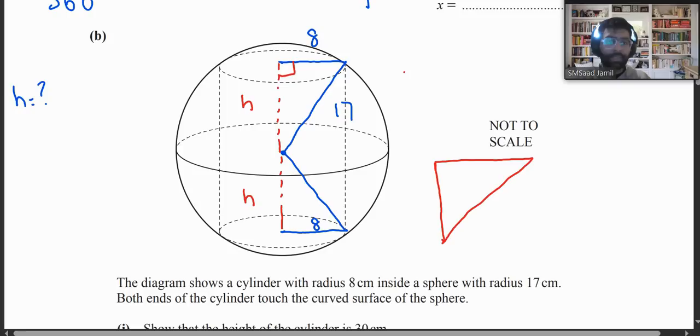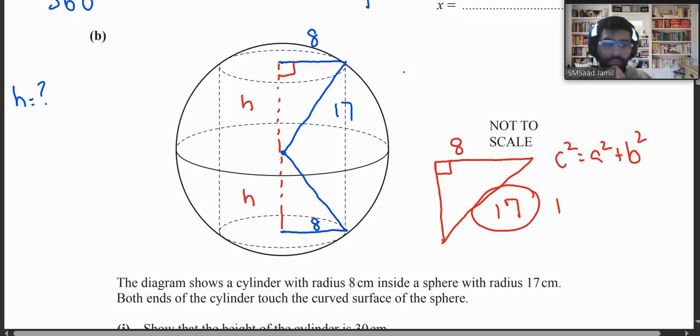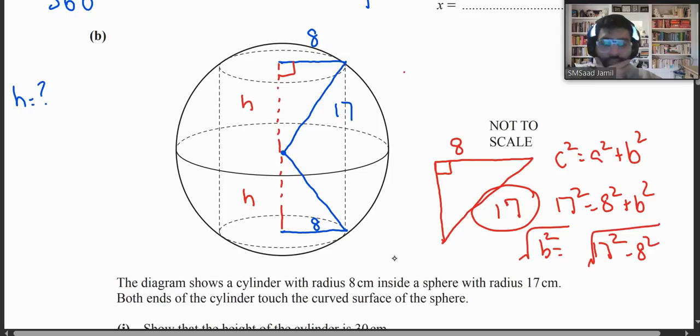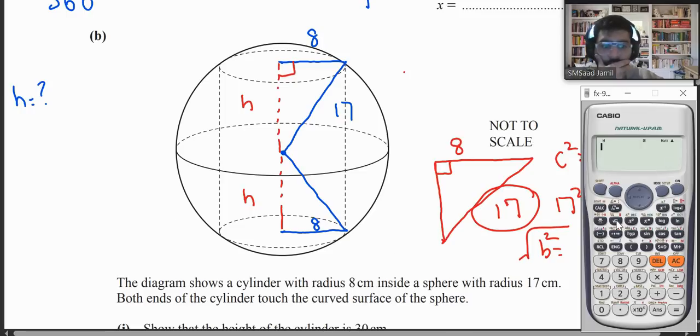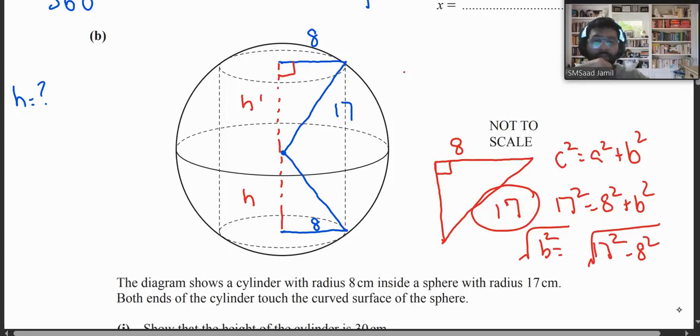If you guys don't know what Pythagoras theorem is, there is a video on my channel which you guys can watch. So this becomes c square is equal to a square plus b square. C is 17. 17 square is equal to 8 square plus b square. B square is equal to 17 square minus 8 square. Because we want to remove the square, we will take the square root of both sides. So my friends, 17 square minus 8 square, it's 15. So this height is 15.